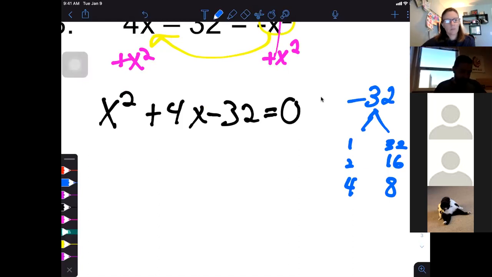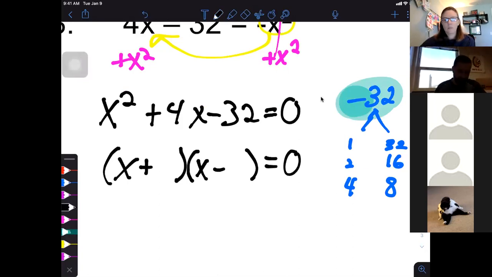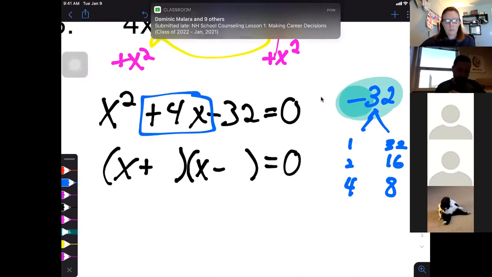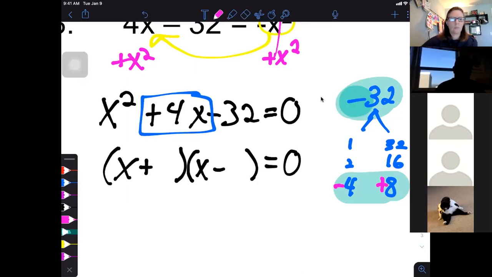So again, we see it's a negative here. Negative means difference. When you do a difference, one of your factors is going to be positive and the other is going to be negative. So we want to find a difference. And again, we're going to go to our b value of 4x, of 4. So out of these, the ones that have a difference of 4 is going to be 4 and 8. To get a positive 4, you would do a positive 8 minus 4. And then you just set them equal and solve.